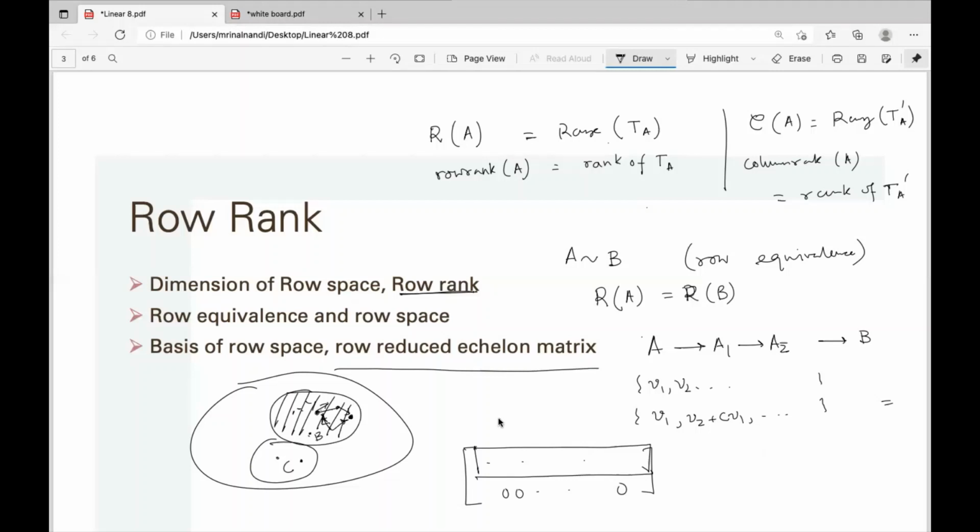This is unique. There is one and only one such matrix in every row equivalence class, and this gives you the basis of this row space. Not only this uniqueness, it will also give a basis to you, the basis of the row space.